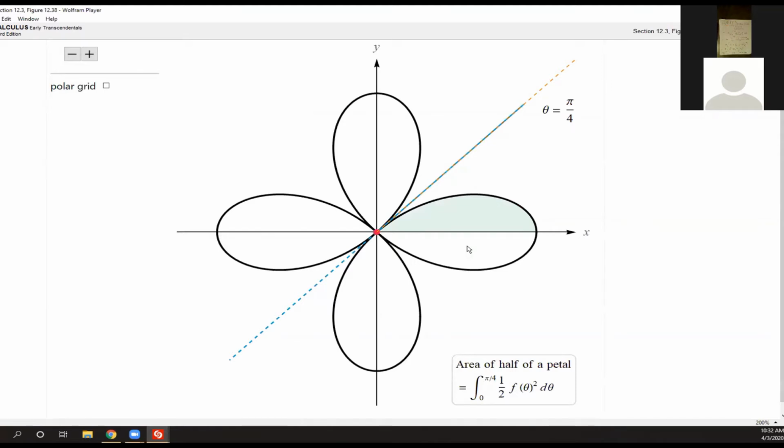So pretty straightforward. The picture's easy. The pictures are pretty and easy. The main thing is you end up having to use a few trig identities along the way. So nothing too crazy.